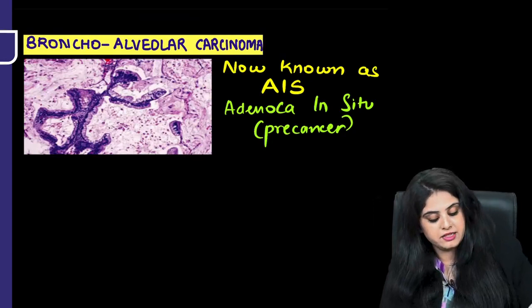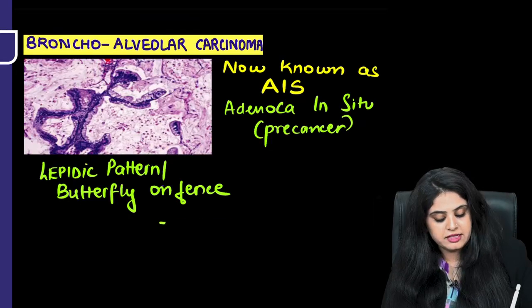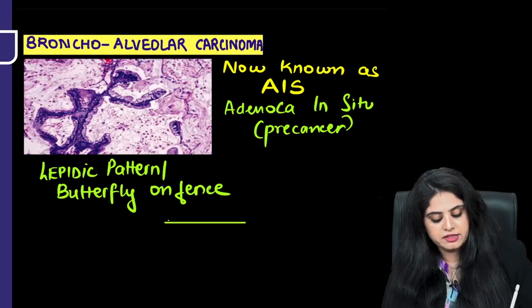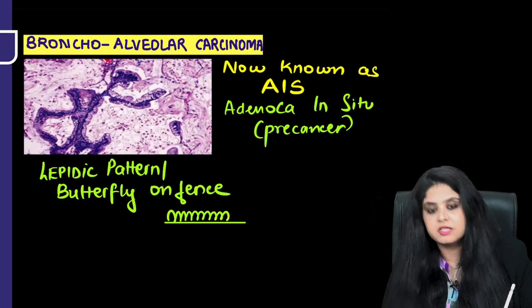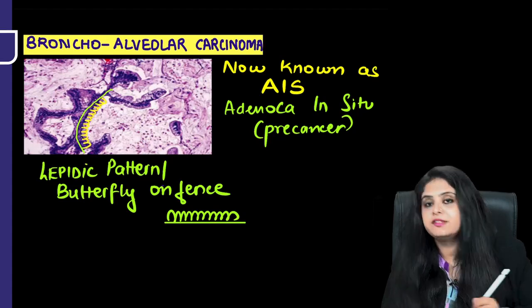And what is the pattern that it shows you? Guys, this is a very famous butterfly on fence or lepidic pattern. Butterfly on fence means that if this is a fence, then you will always see that the butterflies are sitting on top of it. Same way, if this is the alveoli, I am seeing tumor cells are sitting on top of it. Tumor cells are sitting like this.